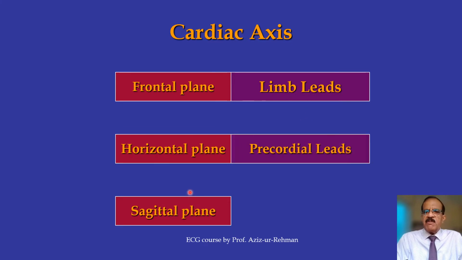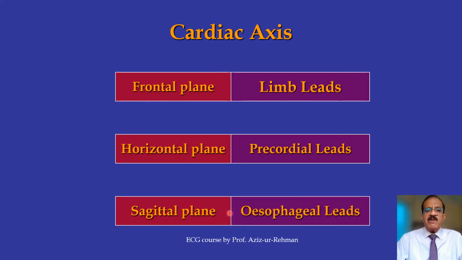Horizontal plane is represented by precordial leads. You know the precordial leads V1, V2, and then V3, V4, V5, V6. They pass across the heart and they represent the horizontal plane. So they might show you if the heart is electrically counterclockwise or clockwise rotated, but that is not relevant in cardiac axis.